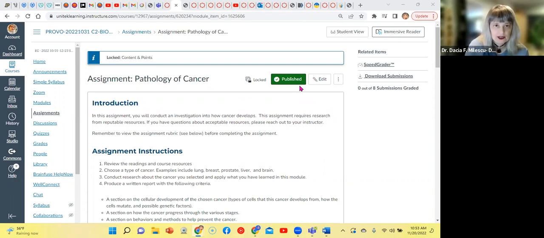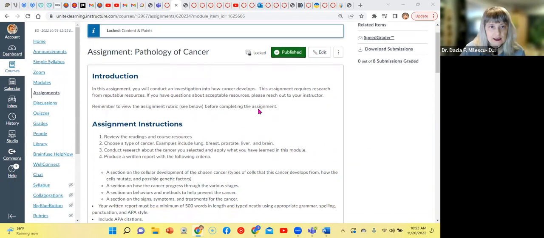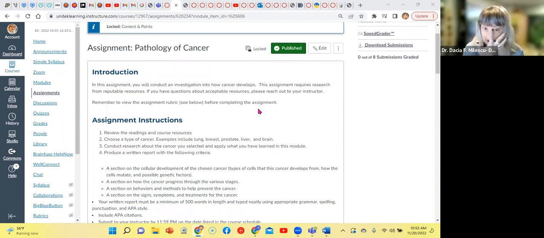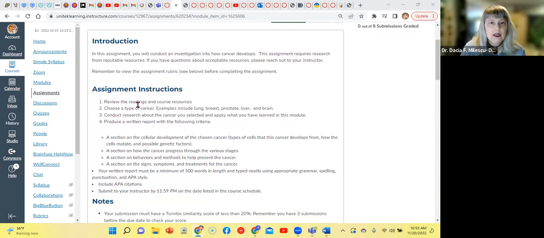Okay, but for today, I'm going to review this assignment as to what you need to do to make this an A. It's not hard. I think if you're just organized and you go stepwise, you should be just fine. So obviously you've done all the readings by now. It's Sunday night. You should have done all the readings and all the course resources. And hopefully you have chosen a type of cancer.